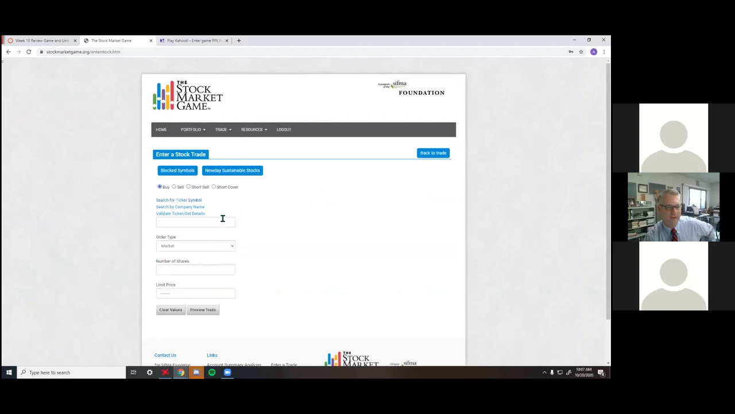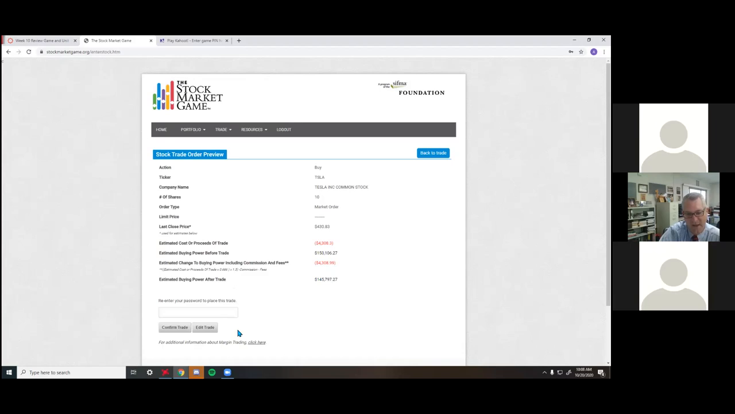In the first spot right there, you don't have to search for it, just type it in. You'll have to hit OK. Then TSLA. Then go down to number of shares. How many do we want to buy? One. Okay, you got to do at least 10. Sorry. At least 10 shares? Yeah. Part of the game. That's right. Just put in 10 so you can see how it works. Then hit preview trade.